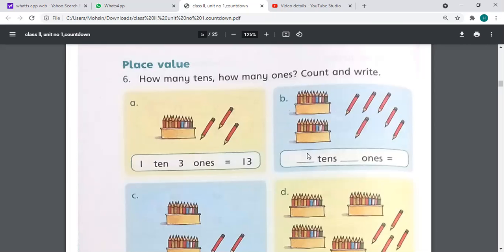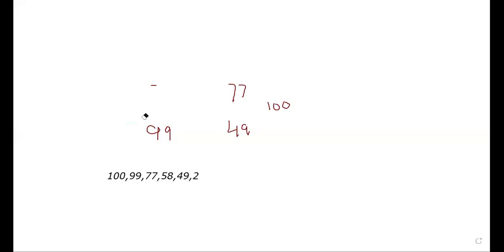Now in the B part, you can see this is 1 ten and this is the second ten. So how many tens do we have? 2. So we are going to write 2 here. Now we are going to count these separate pencils. How many pencils are there? These are ones. We are going to write on this line. 1, 2, 3, 4, 5, and this one is 6. So the answer is 6. How many ones are there? 6. So after the equals, the answer we are going to write will be 26. You can see on the board how I'm going to do this one.